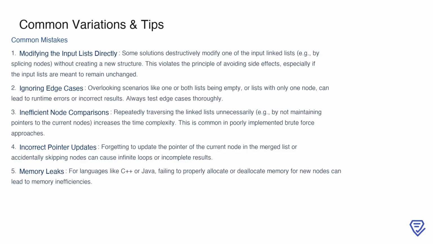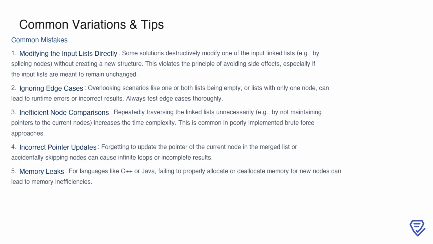Another common issue is overlooking edge cases. For example, what happens if one or both of the lists are empty? Or if the lists contain only a single node? These scenarios are easy to miss and can result in runtime errors or incorrect outputs, so it's crucial to test for them thoroughly. Additionally, inefficient node comparisons can slow down your solution. Repeatedly traversing the lists unnecessarily, such as forgetting to maintain pointers to the current nodes, can increase time complexity.